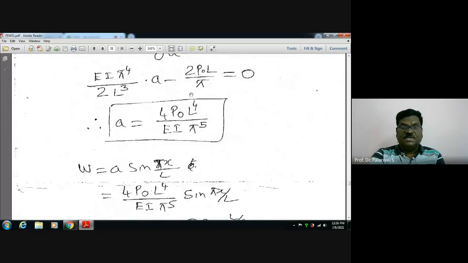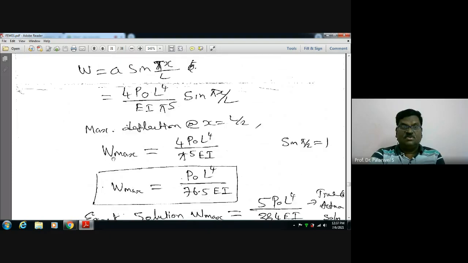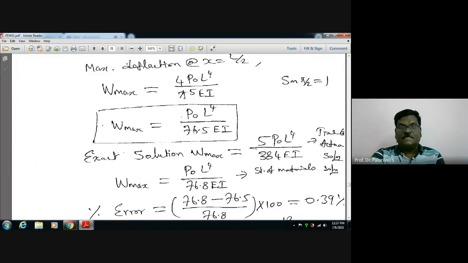Finally, we got the unknown parameter A, then we got the final trial function value. In that, you got W max at the secondary value as this much. See the difference? Here it is 76.5, here it is 76.8. That's all. The exact solution is known to you from the equilibrium approach, the double integration method, the mechanics method, which you have studied in your mechanics of material subject, or basic mechanics of solid subject, whatever it is.